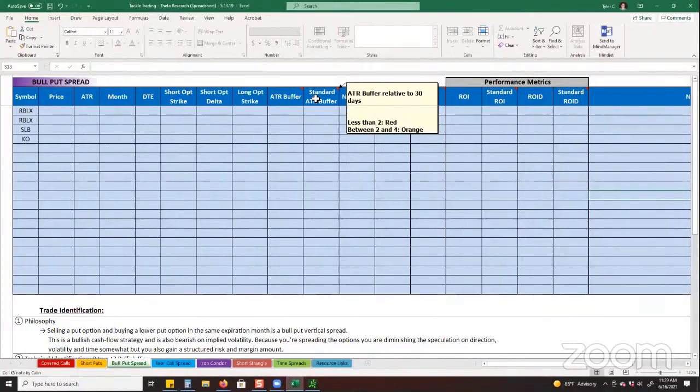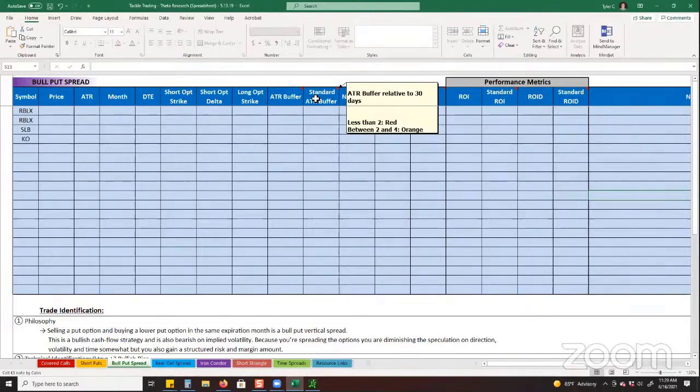Less than 2, either one, it's not a good credit trade because of volatility, or two, it's not a good credit trade because the better trade is most likely on the directional side of the equation. And so it's one of those telltale signs, and you'll see as we fill it out, if we do have an ATR under two, it'll fill it out red.